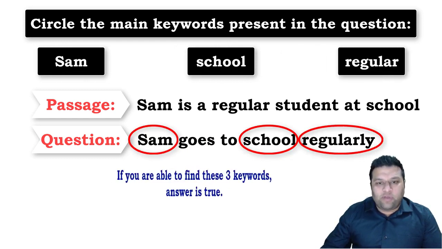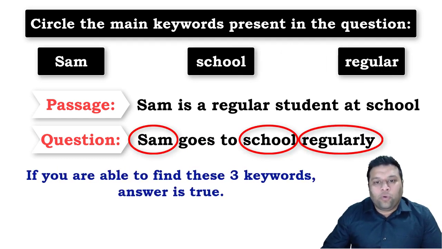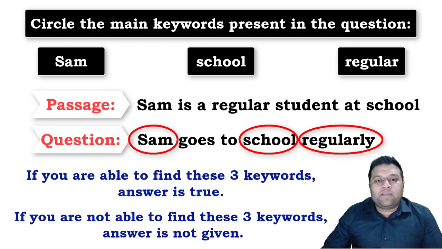If we are able to find these 3 keywords, it means the answer is going to be true. If any of these keywords is missing from the passage, the answer is going to be not given. If it's contradictory, it's going to be false.